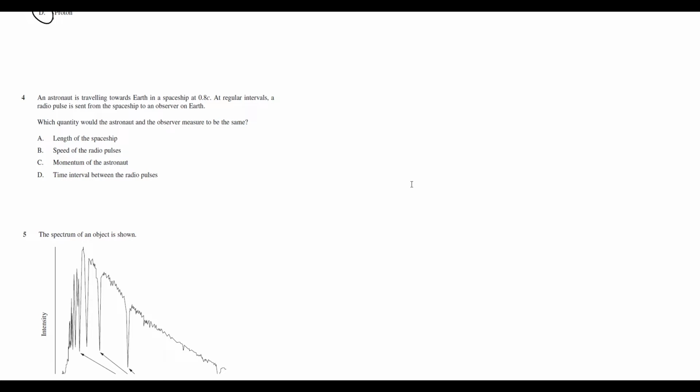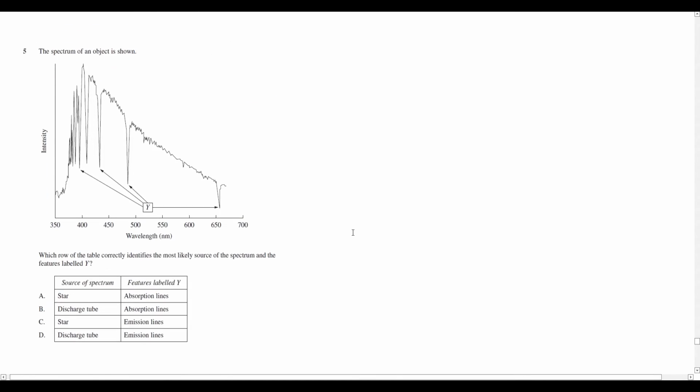Well, we know that relativity will tell us very clearly that the perceived length, the momentum, the time interval, so the time dilation, those will all change. But one of the postulates states that the speed of light remains constant no matter what reference frame you are in. So what we can say then is that the speed of the radio pulses will remain the same. Since, of course, radio pulses are just a component of the electromagnetic radiation spectrum, which is always moving at the speed of light.